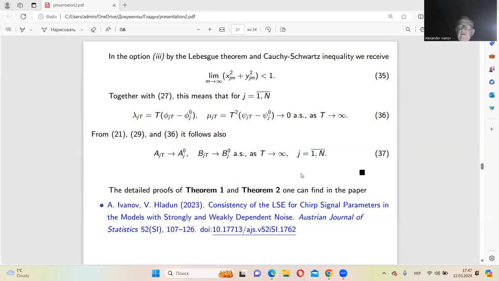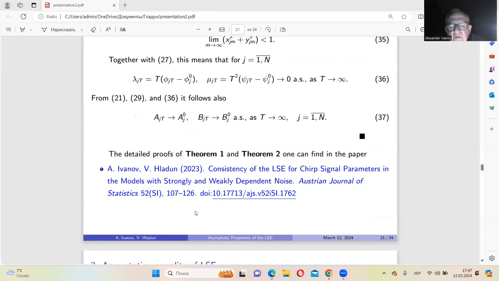Such a complicated proof of the consistency. The detailed proof of theorem 1 and theorem 2 one can find in our paper with Victor Hladun, a recent paper. This paper was published in the Austrian Journal of Statistics less than 1 year ago, recently.